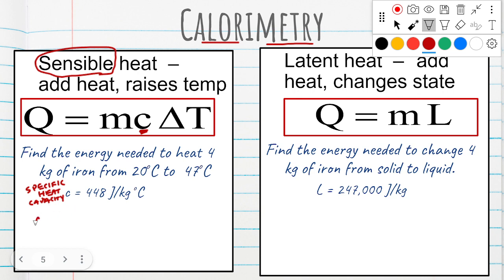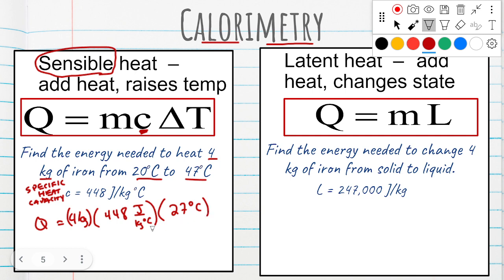But it's really easy to do. You just come in and say, the formula says Q equals m. That's the mass. And here the mass is 4 kilograms, times C. That's that constant that we look up on the table, 448 joules per kilogram degree Celsius. And right here my temperature goes from 20 up to 47. That's an increase of 27 degrees Celsius.